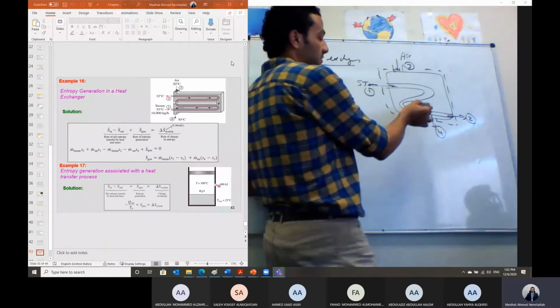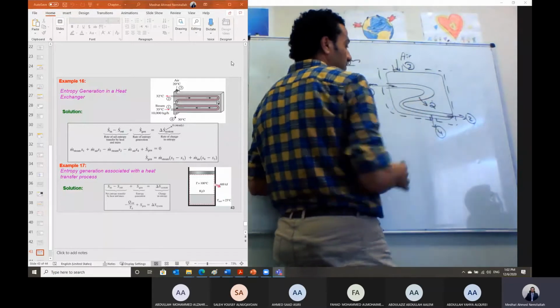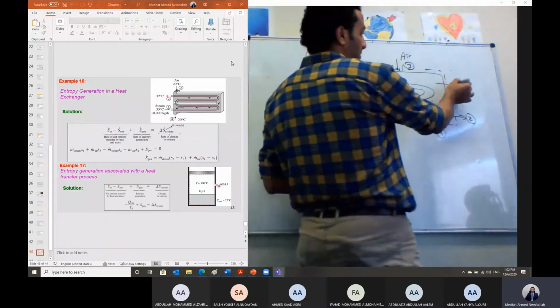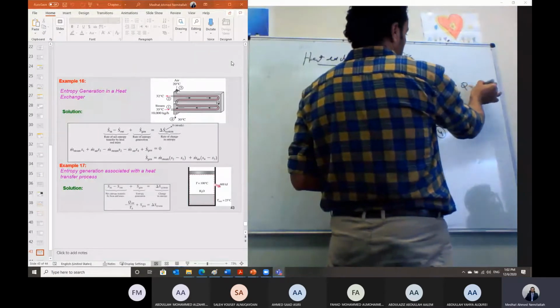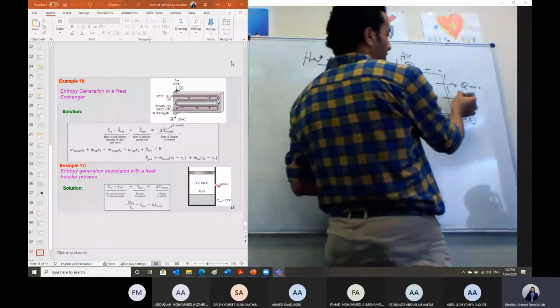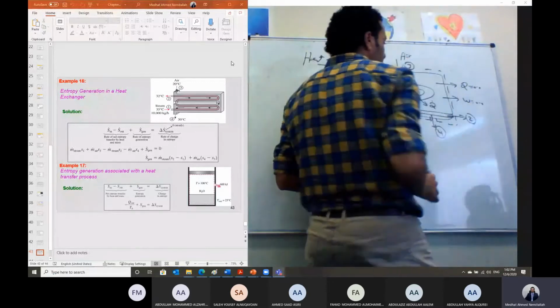In this case, heat is transferred, as we said earlier, from the hot fluid to the cold fluid, but this is internal heat transfer. Externally, out of this heat exchanger, we don't have heat transfer. Also, we have just the flow, so we don't have work, so the work is also equal to 0.